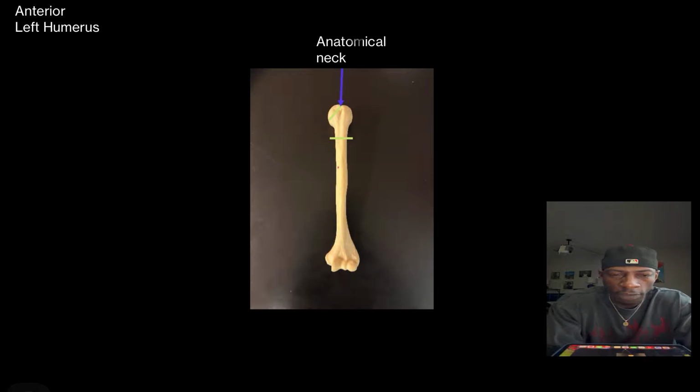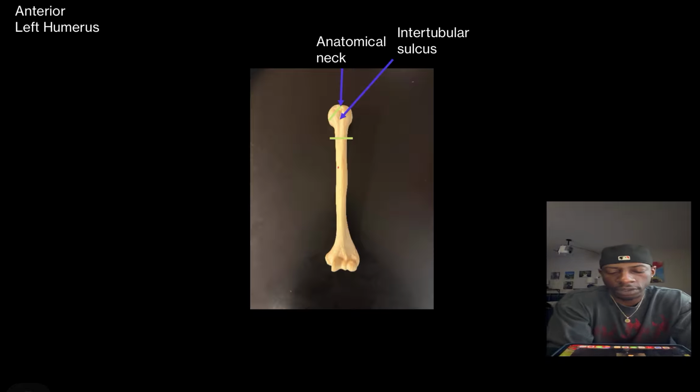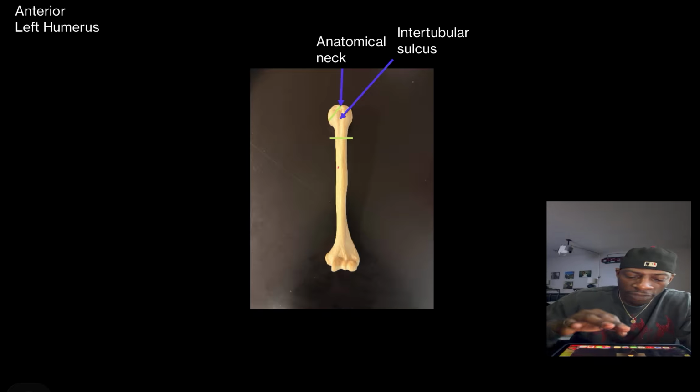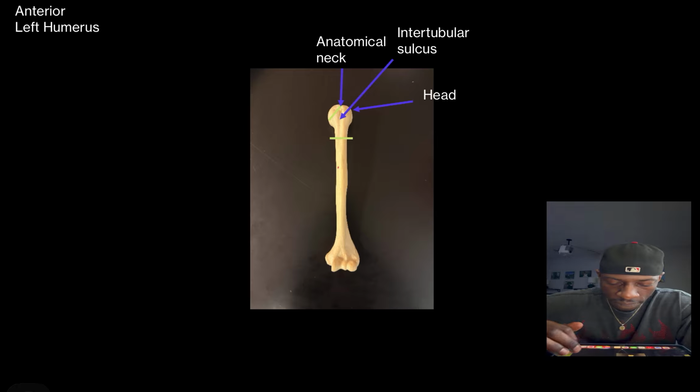First, we have the anatomical neck, as you can see there. Next, as you can see, that little valley in the middle of the top of the epiphysis is the intertubercular sulcus. Next, we have the head, which is honestly that complete round top part of the humerus.